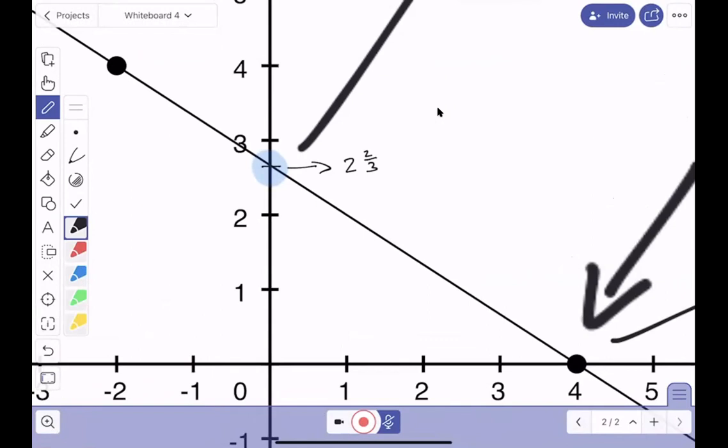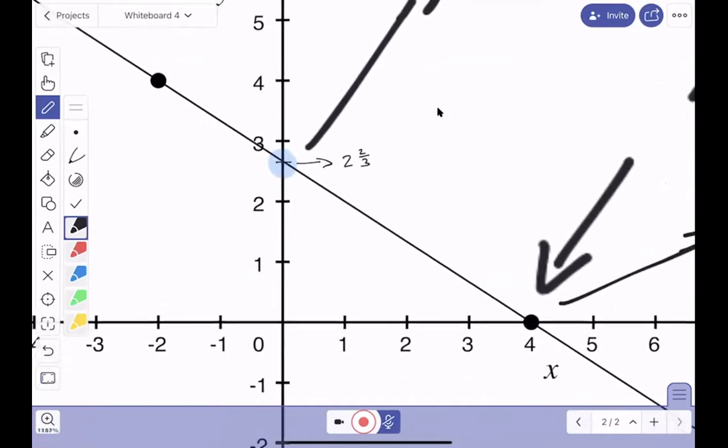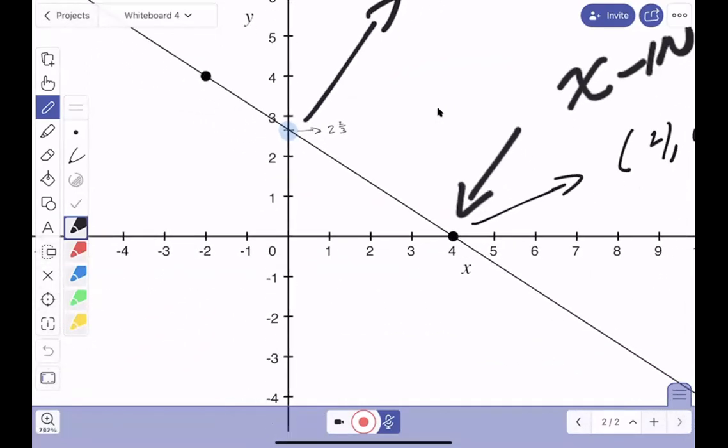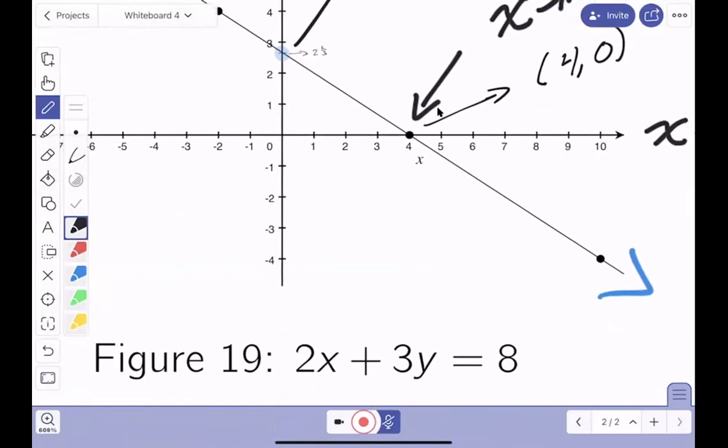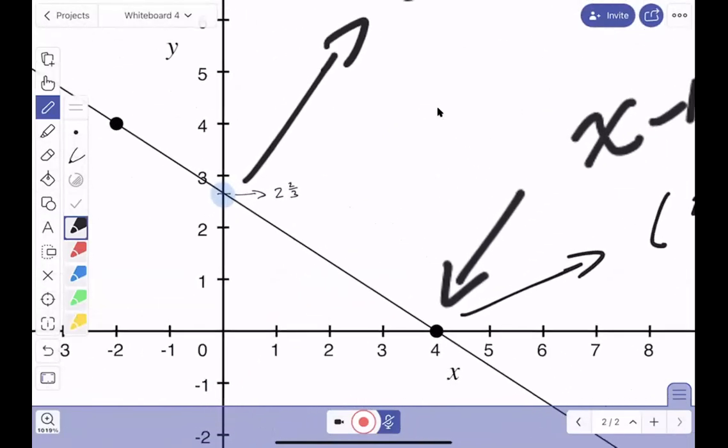So I want to go back to the original equation. Someone says, what was the original equation? And we'll go to the words later. 2x plus 3y equals 8. Let me write that down for you. 2x plus 3y is equal to 8. Well, I think I can find this point by looking at that equation.